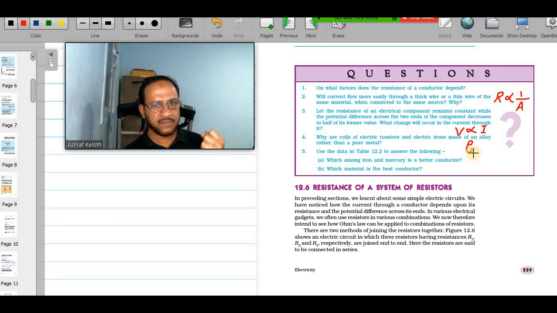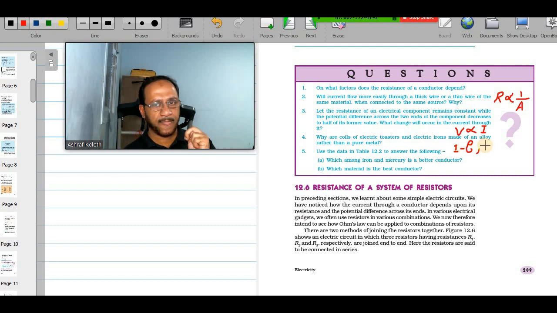Both are possible. So the one main property of an alloy is that the resistivity of an alloy will be more than the resistivity of its constituent metals. If you take nichrome, there are 4 metals: nickel, chromium, manganese, iron. And if you take the total resistivity of nichrome, that is always more than the resistivity of the constituent metals. And one more property is there, the second property. This is the first property, high resistivity. And what is the second property?